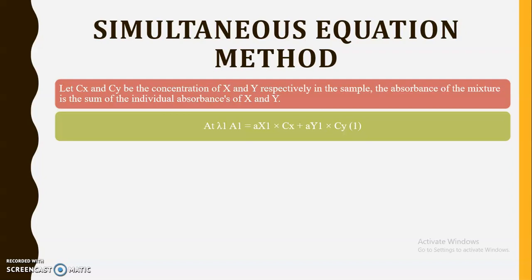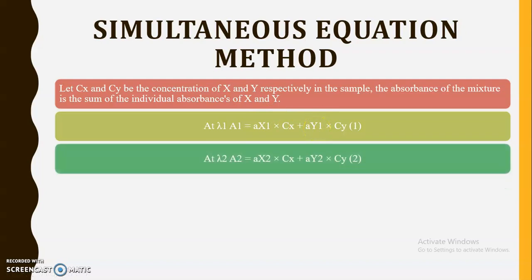So at lambda 1, the A1, now we are familiar with the Beer-Lambert law equation. A, that is capital A, is equal to ABC. Here we are not considering the B, as it will be similar for both the drugs. Now as I said, the absorbance of the solution at a particular lambda will be the addition of individual components. So here we have X as a component as well as Y. So A, B, C, here we are skipping B. So AX1 into CX plus AY1 into CY. This will be our equation 1.